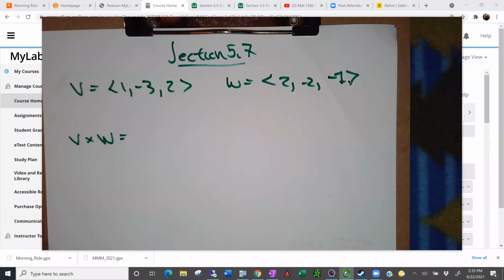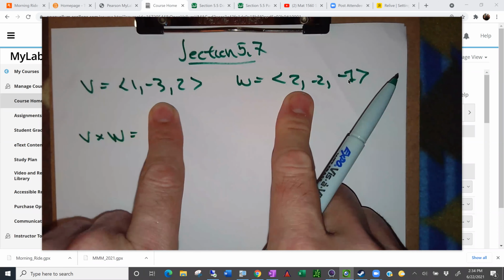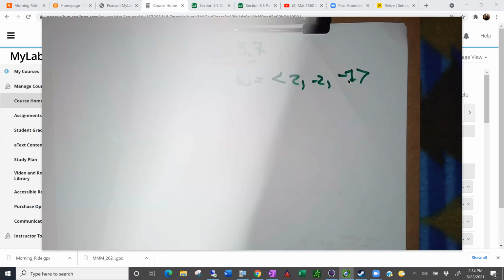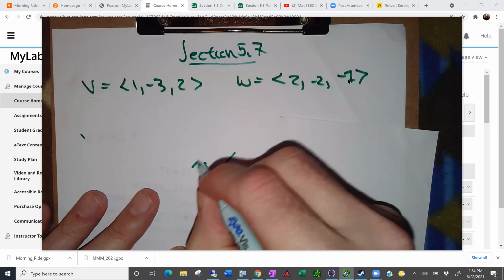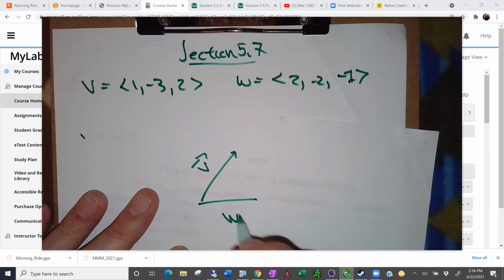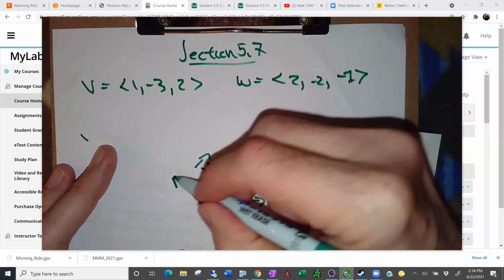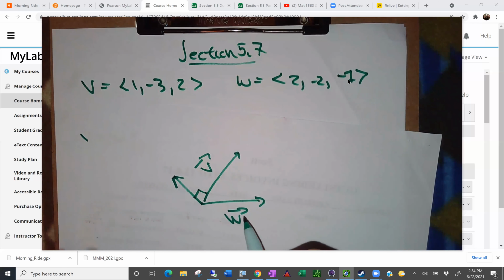Okay, so section 5.7 talks about the cross product. It's an amazing calculation that gives you some really cool stuff. The cross product of two vectors is going to give you something that's perpendicular to both of those. So for instance, if I have vector v here and vector w here, pointing that way, then the cross product is going to be something that's perpendicular to both of those. It's going to be perpendicular to v, it's going to be perpendicular to w, and I can't draw that really well, but it's going to be perpendicular to both of them.